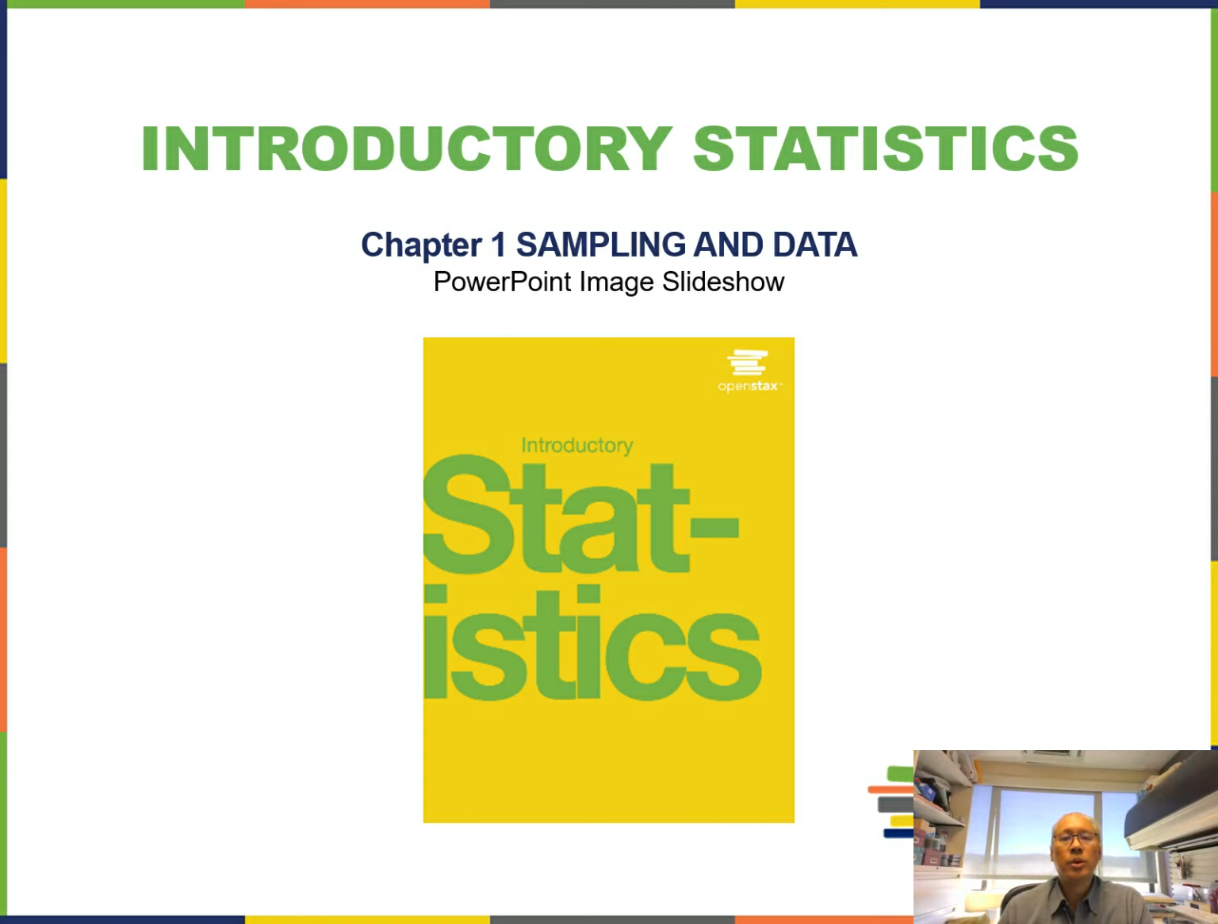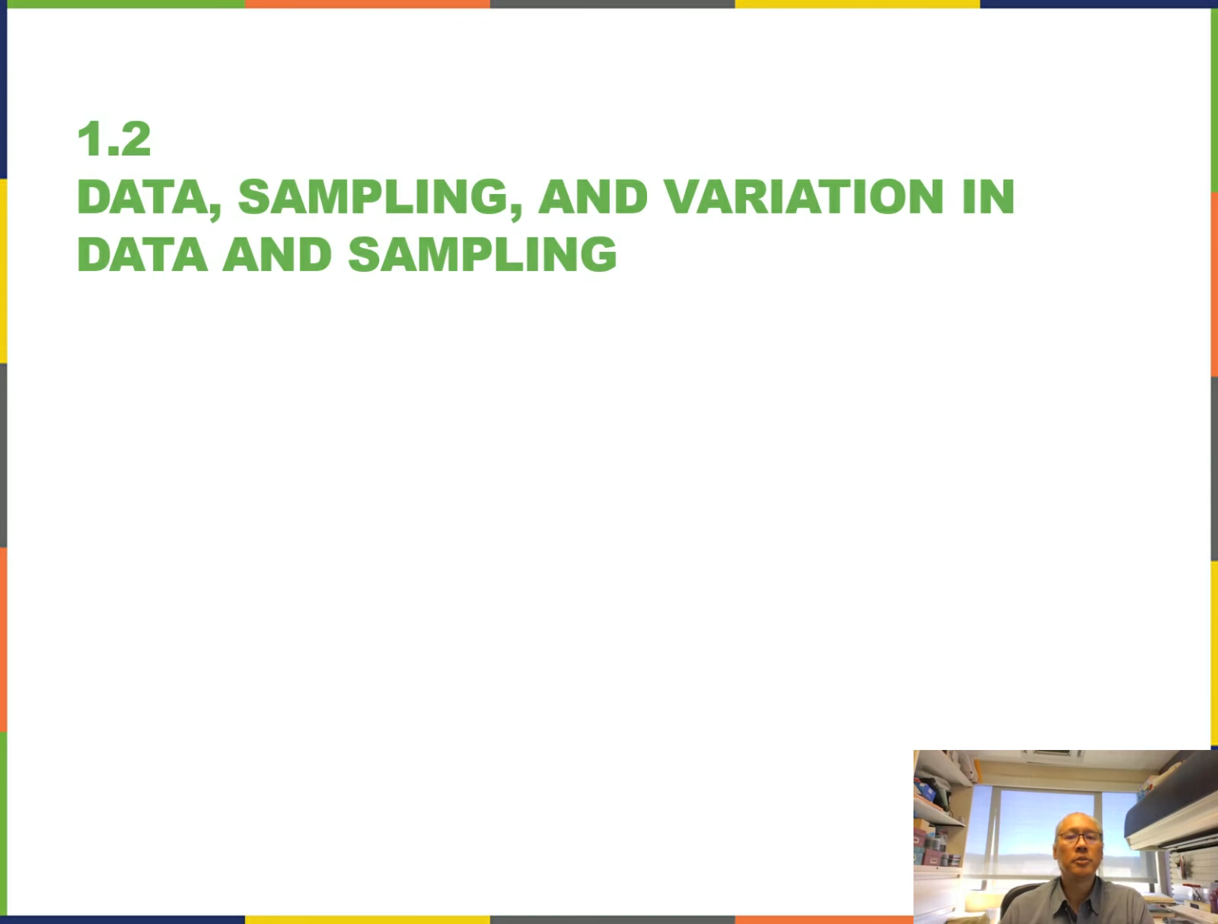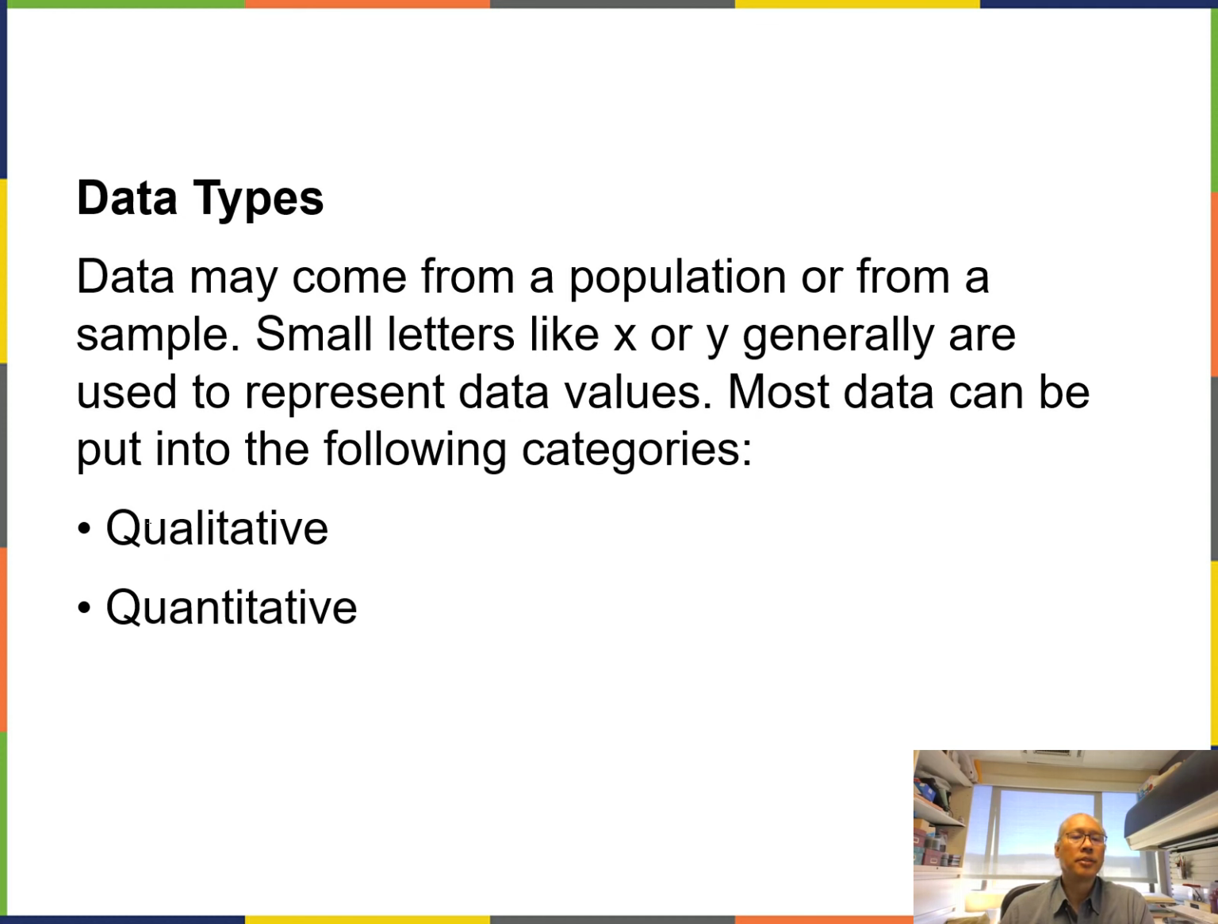In this video, we will take a quick peek at section 1.2 from our OpenStax textbook, Data, Sampling, and Variations in Data and Sampling. So first, we want to remind ourselves of the types of data that we could collect. We could collect information about people or about a population that is qualitative, which would be categorical, or quantitative, which would be numerical.